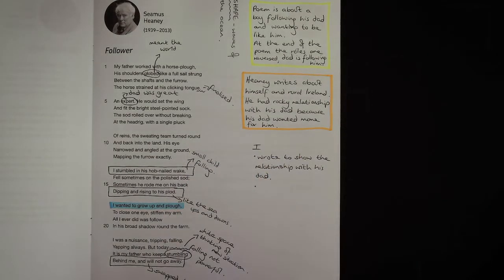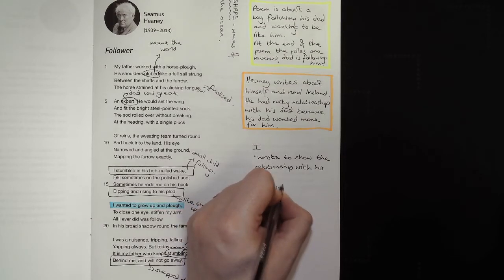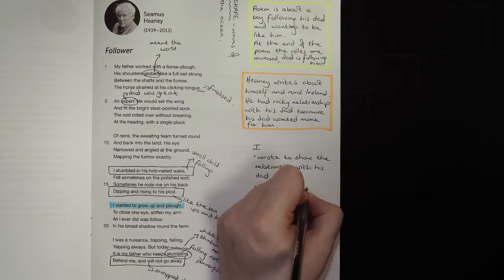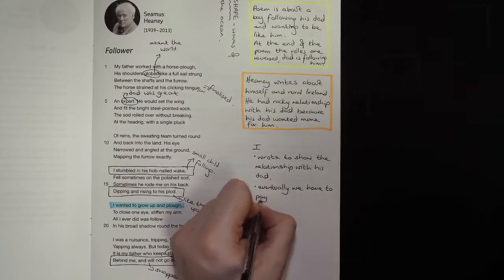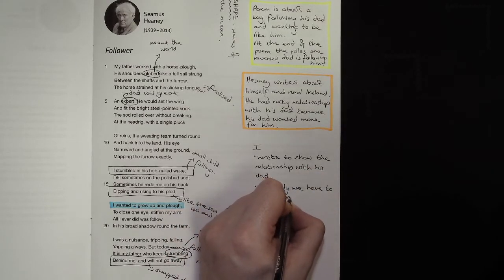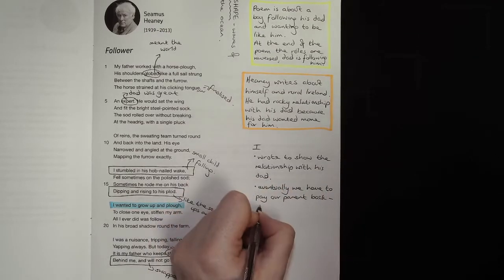The second bullet point is, what is the message behind the poem? Now you can put anything you want for this. I think the message is that eventually we have to pay our parents back. So eventually we have to pay our parents back by looking after them.